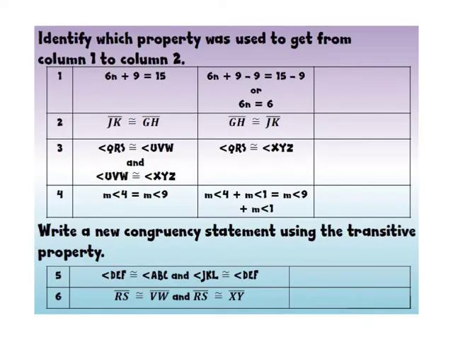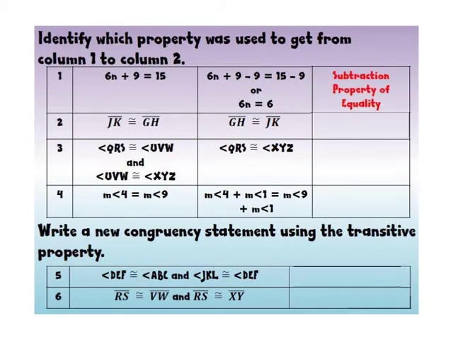Let's take a look at each equation or congruence statement and determine which property is used to get from column 1 to column 2. In the first example, here we have 6n plus 9 equals 15. Then, if you notice, we subtract 9 from both sides. Since we're subtracting to get 6n equals 6, we would be using the subtraction property of equality. In the second example, it says segment JK is congruent to segment GH. In this column, however, the two segments have been switched, so segment GH is congruent to segment JK. If they're the same on either side, we're using the symmetric property of congruence.